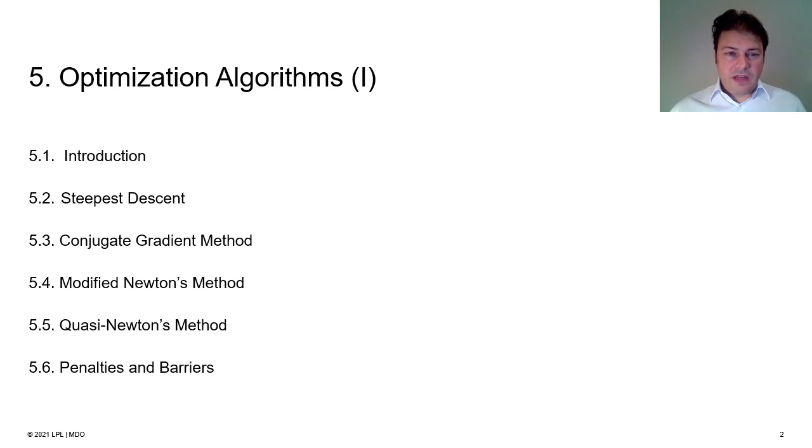So this is the table of contents of last lecture, where we covered the first basic gradient-based optimization algorithms like steepest descent, conjugate gradient method, modified Newton's method, quasi-Newton's method, and we got in first contact with methods to treat constraint optimization problems by turning them into unconstrained optimization problems using penalty and barrier functions.